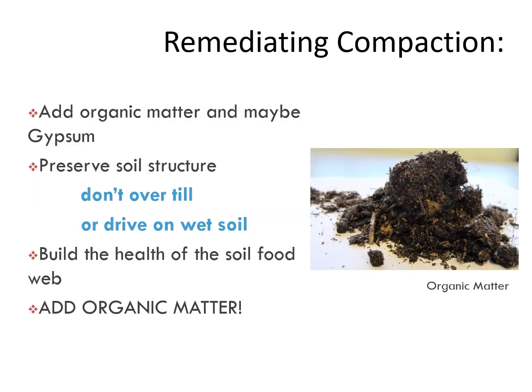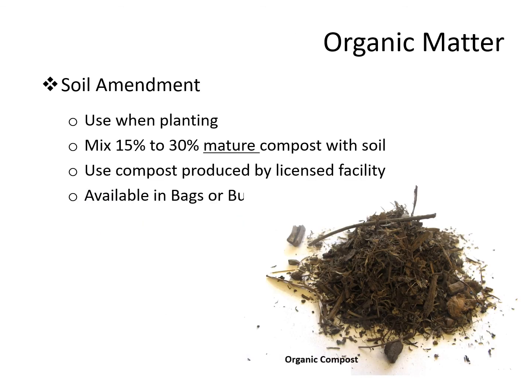So for remediating compaction, we're going to add organic matter. We're going to work that into the soil either as part of our backfill or maybe even rototilling the site before new planting and build that health of the soil food web. So adding organic matter is going to take a problematic soil and move it into a healthy, sustainable soil.